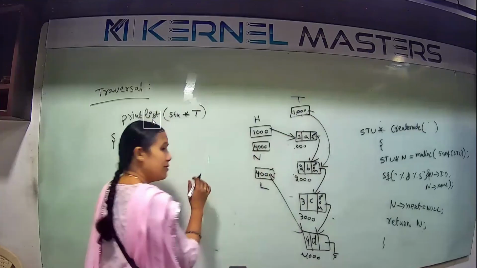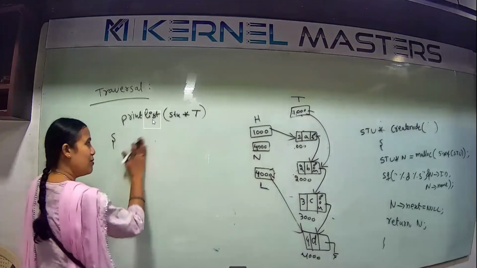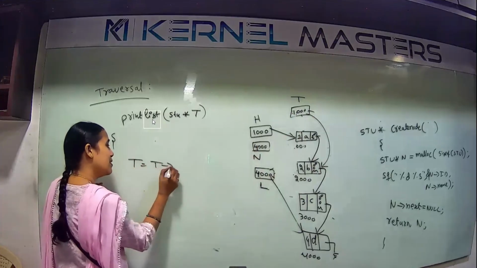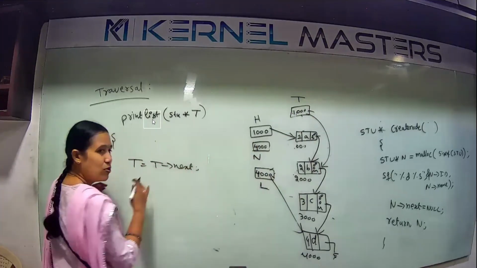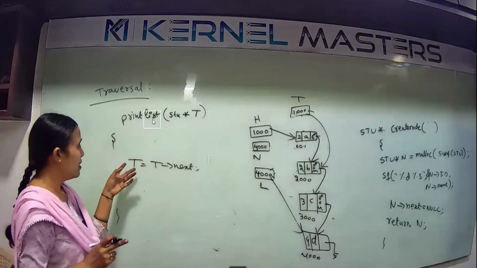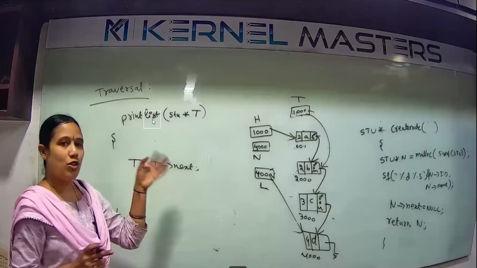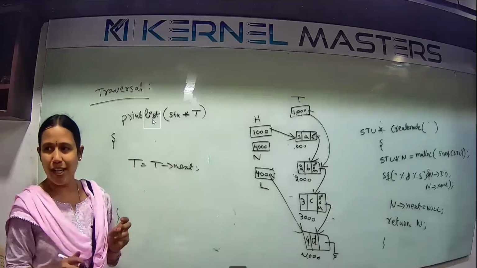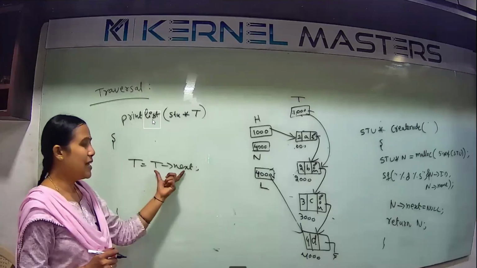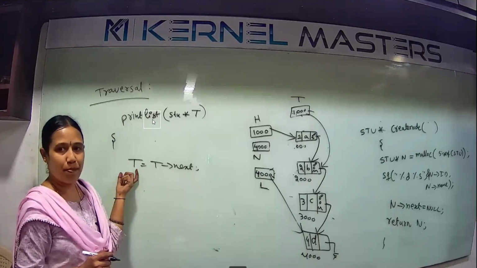Okay, so for traversal, the most famous step you have to keep on writing is T is equal to T next. To move to the next node in a linked list, the most common thing you will keep on writing is T is equal to T next, or P is equal to P next, N is equal to N next, whatever is the pointer name. You have to keep on moving to the next node. Then simply the next pointer address you will copy into the same.